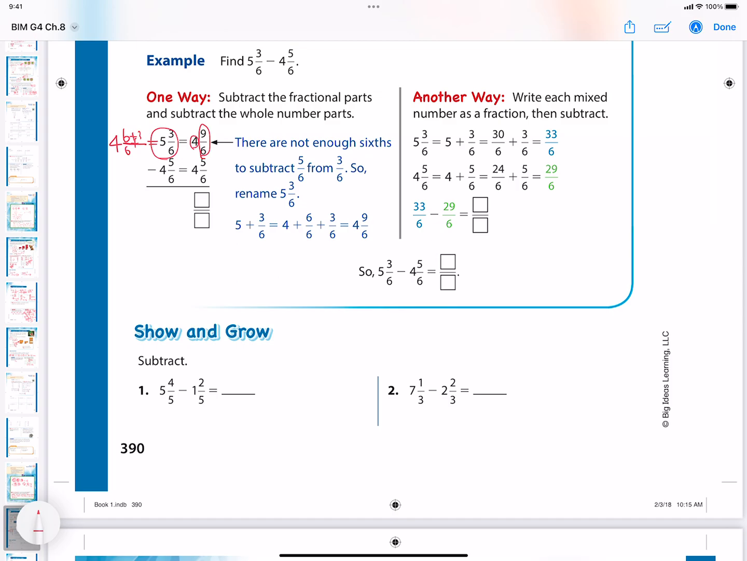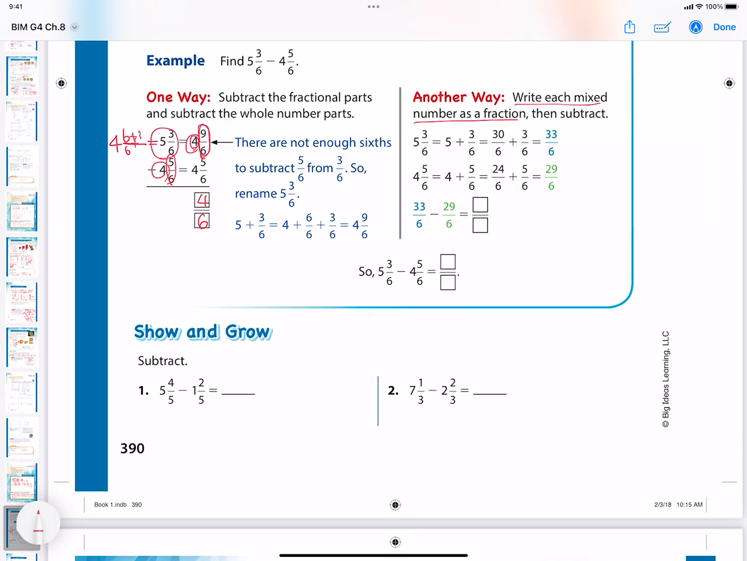So now let's do this. 9 take away 5 is what? Over 6, because denominators are the same, so we don't have to work on it. That's going to be what? 6. It doesn't change. 9 take away 5 is what? 4. And 4 take away 4 is what? Nothing. So the answer is what? 4 over 6. Okay?